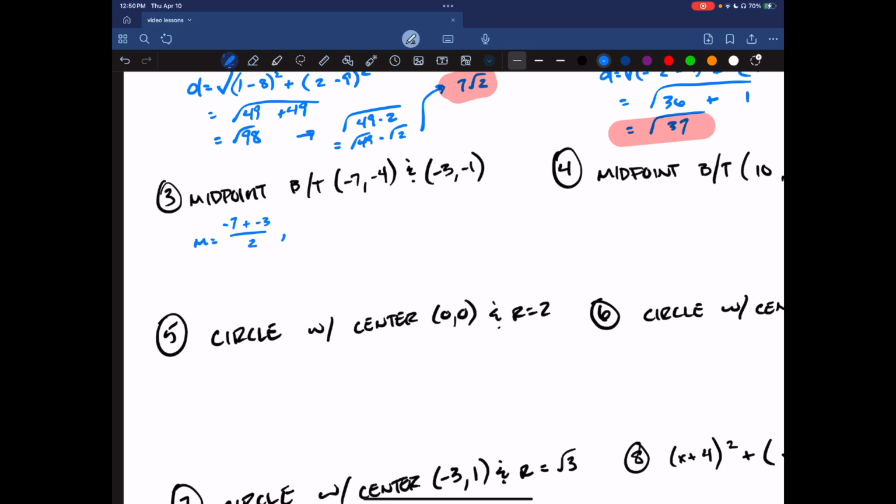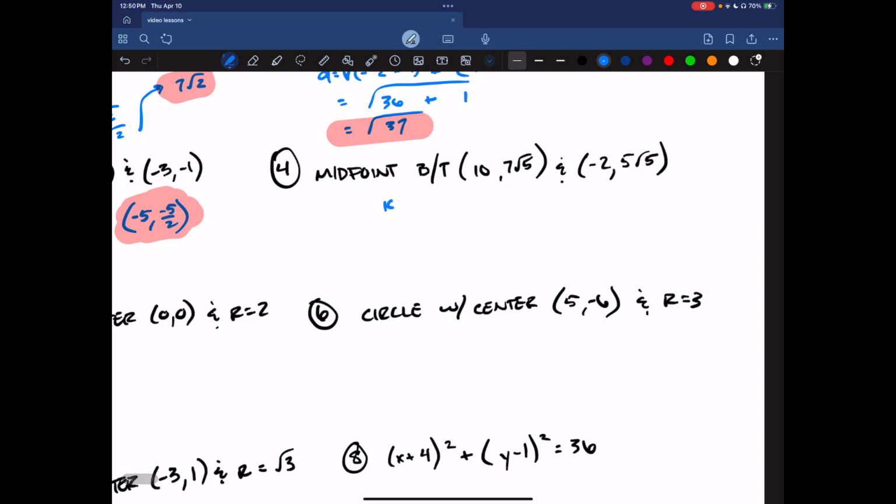And then you're going to say that's your x term, and then your y's are going to be negative 4 plus negative 1 over 2. And then you're going to simplify. Negative 7 plus negative 3 is going to be negative 10 over 2. Negative 4 plus negative 1 is going to be negative 5 over 2. And that's going to give you a simplified answer of negative 5, comma, negative 5 over 2. You could write that as a decimal if you wanted to, like negative 2.5, but this is it. Okay, easy peasy.